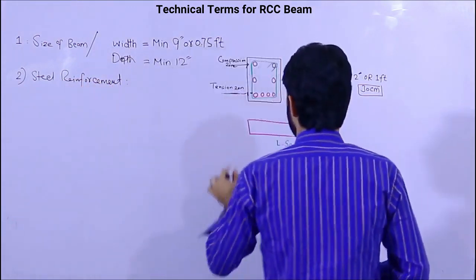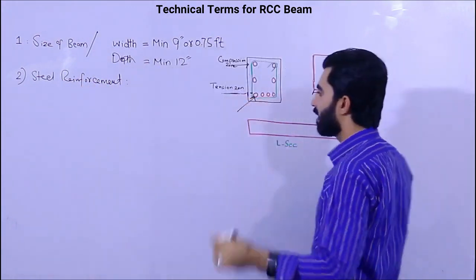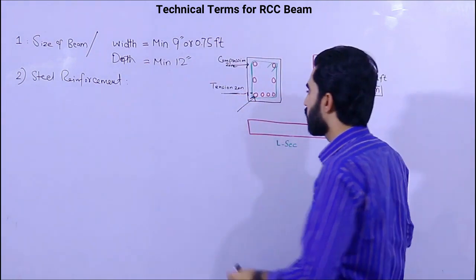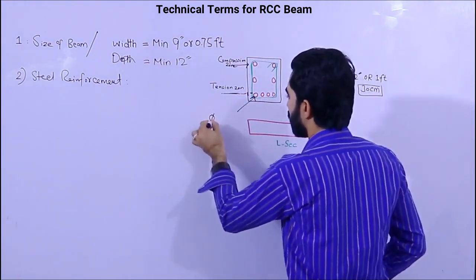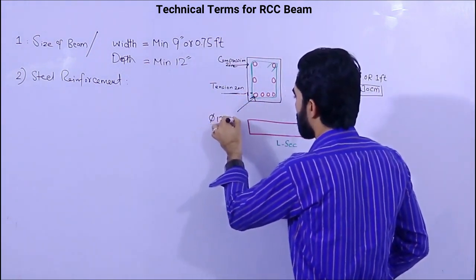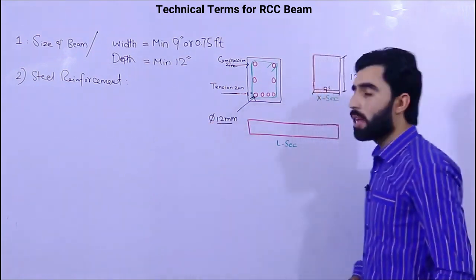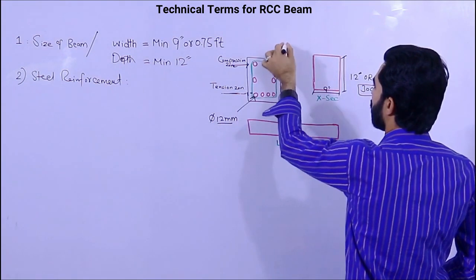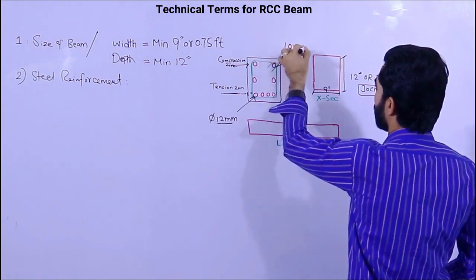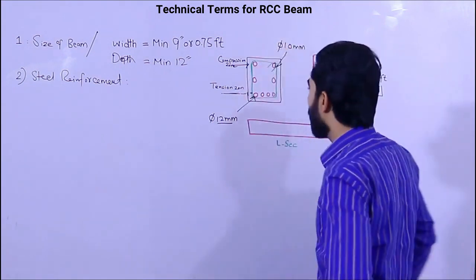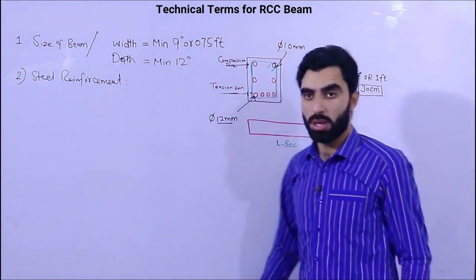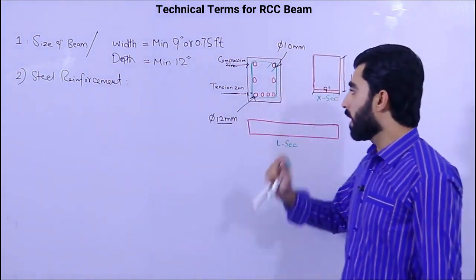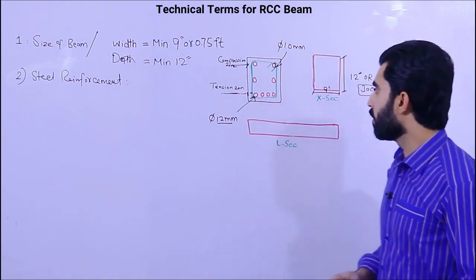Okay, so guys, the dia of bottom bars should not be less than 12 mm. So this is very important. But you can decrease the dia of the upper portion. Maybe you can use 10 mm. But the bottom bars' dia should be maximum compared to the upper portion dia. Okay.